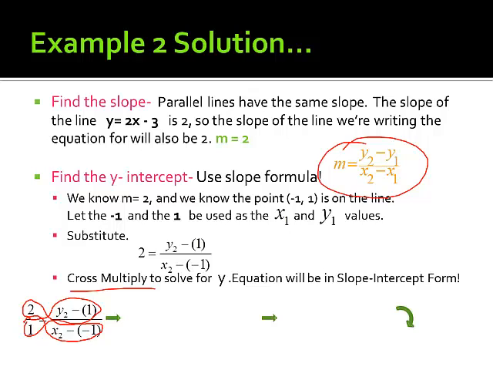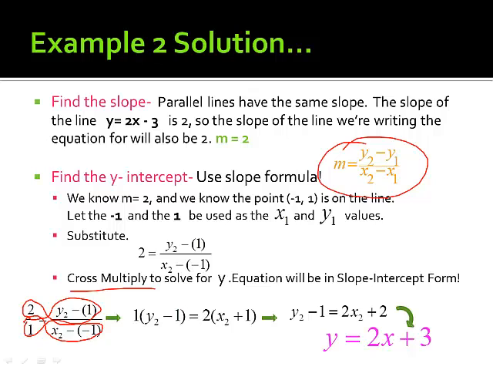So when you do that, cross multiplication, distributive property, and then you're solving for y, so you have to add 1 on both sides, and you get y is equal to 2x plus 3. They have the same slope. The two lines have the same slope, but they just have a different y-intercept. So this guy up here has a y-intercept of -3, and the one we just figured out has a y-intercept of +3.